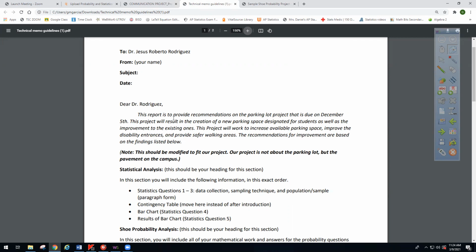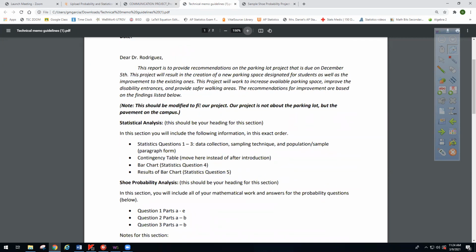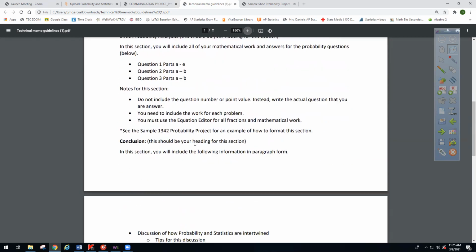Again, you're going to have to change some wording here, okay? Make sure you do not have parking lot project. It is not a parking lot project, okay? It is a pavement improvement project. Now, note this should be modified to fit our project. Our project is not about the parking lot, but the pavement on the campus. The statistical analysis here, this should be your heading for this section, okay? In this section, you will include the following information in the exact order. You're going to include the statistics questions 1 through 3, and data collection, sampling technique, and population sample in paragraph form. Okay, which are those questions?